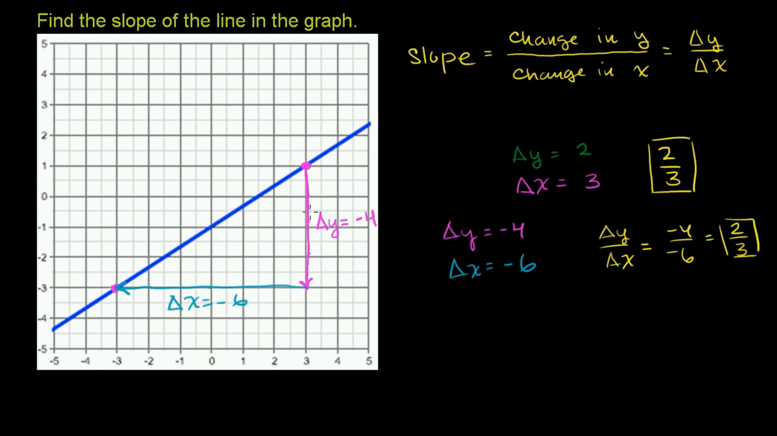If this is my start point, I went down 4, and then I went back 6. -4 over -6. If I've used this as my starting point, I could say that I went up 4, so the change in y would be 4, and then my change in x would be 6. And either way, once again, change in y over change in x is going to be 4 over 6, 2/3. So no matter which point you choose, as long as you think about it in a consistent way, you're going to get the same value for slope.